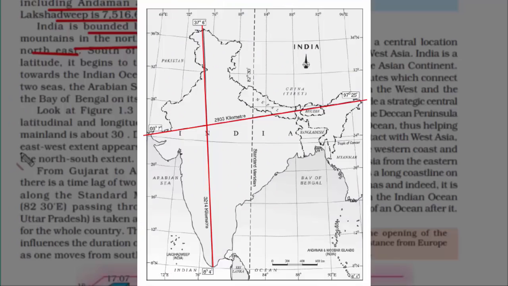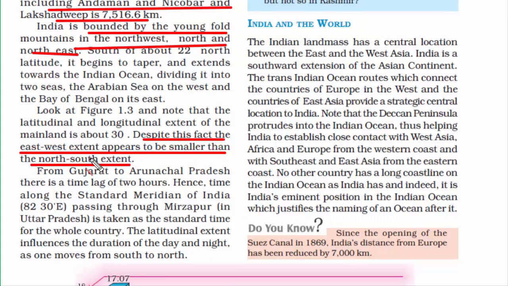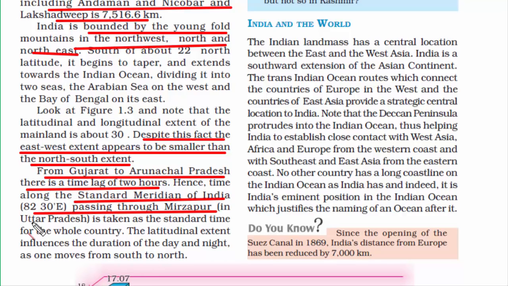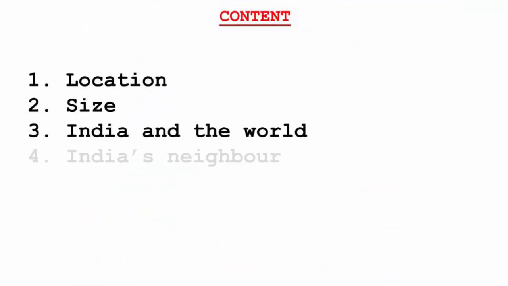Always remember, east to west extent appears to be smaller than north to south extent. And the difference is just about 300 kilometers, not more than that. And from Gujarat to Arunachal Pradesh, there is a time lag of 2 hours. Since we cannot afford to have two different timings, therefore we adopted Standard Meridian of India, which is also called IST, Indian Standard Time. And this is measured with the help of a longitude which passes through Mirzapur in Uttar Pradesh.